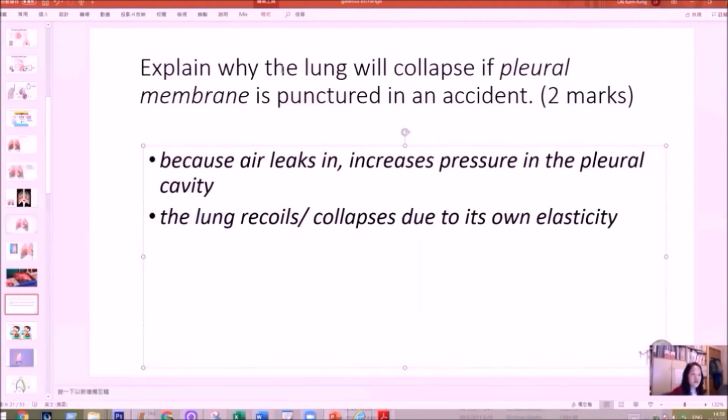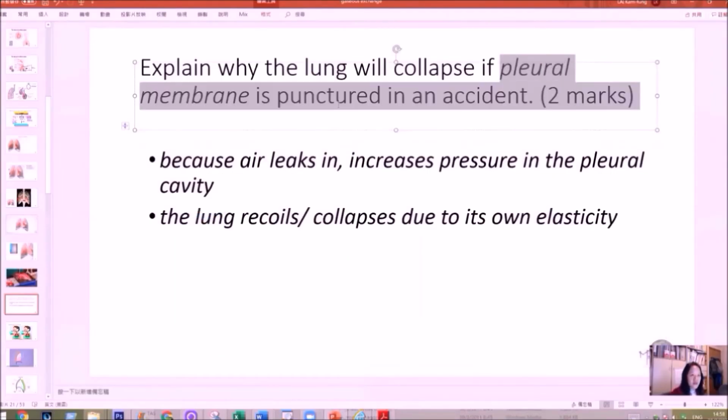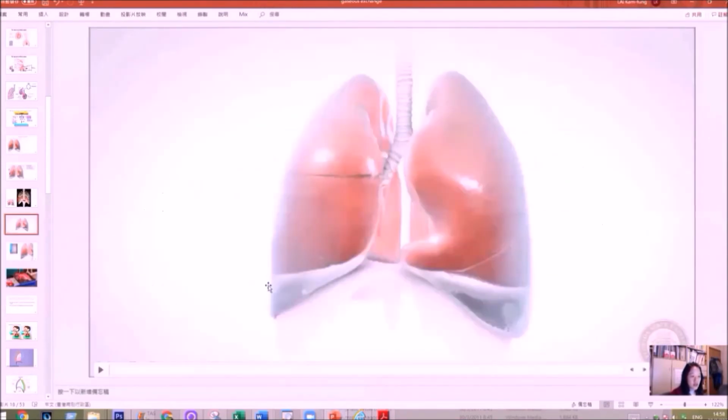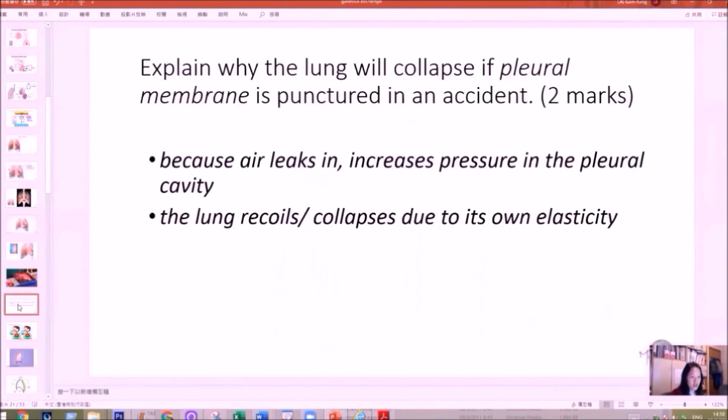This is a difficult question. If the pleural membrane is punctured in an accident, why will the lungs collapse? Now, in this case, when we punch a hole here, air will leak into this cavity, making the outer membrane and inner membrane separate. The lung will recoil because it is elastic.